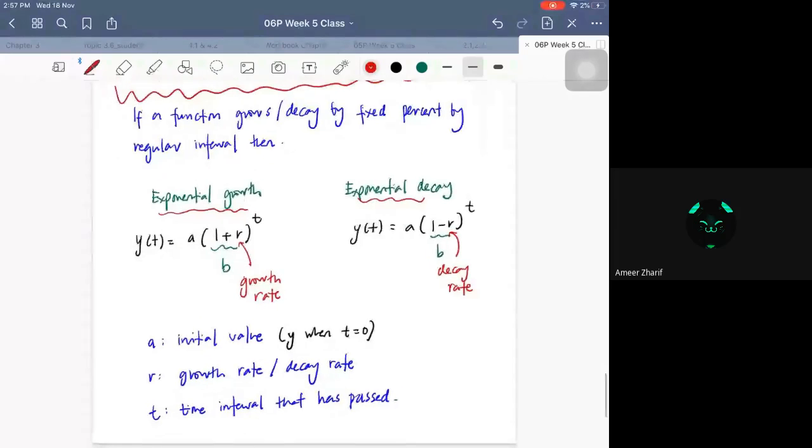So exponential growth, this is going to be the formula. A multiplied by 1 plus R to the power of T. And so bila B lebih besar daripada 1, of course bila ada 1 tambah R, R is going to be a number that is greater than 0. So B tu akan jadi lebih besar daripada 1. So it's going to be the growth rate. And kalau 1 tolak R, of course bila kita ambil nilai 1 tolak R, dia nombor tu akan jadi lebih kecil daripada 1. Bila B lebih kecil daripada 1, that is going to be decay rate.